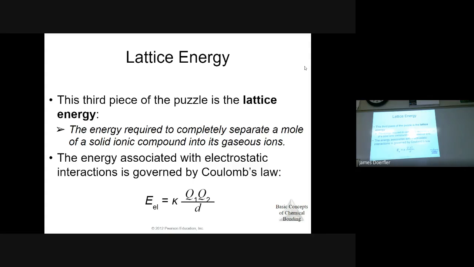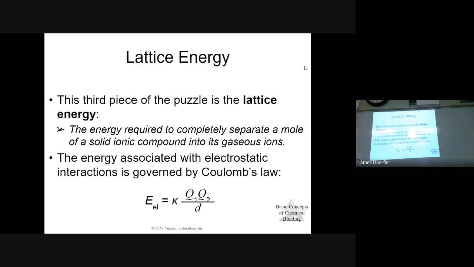Okay. Now, in regards to why they call it lattice energy, when you have an ionic compound form, it forms this crystalline structure that represents a lattice. They're kind of stacked on top of each other, and they're kind of alternating. It's actually a very strong setup they have when they form these crystals. So what the lattice energy is, it's the energy required to completely separate a mole of solid ionic compound into its gaseous ions. And this energy that is associated with this electrostatic attraction is governed by what's called Coulomb's law.